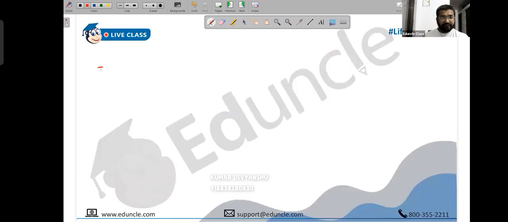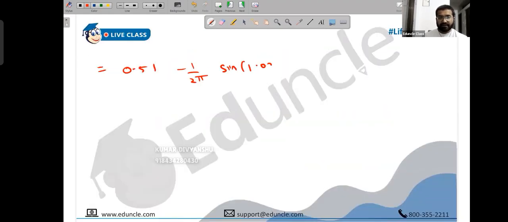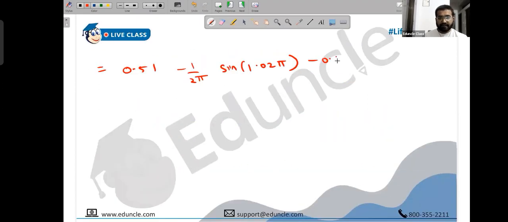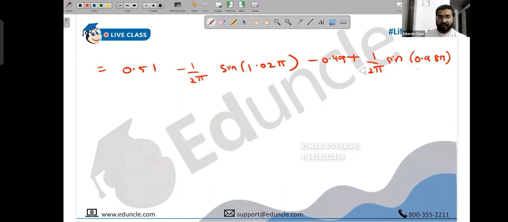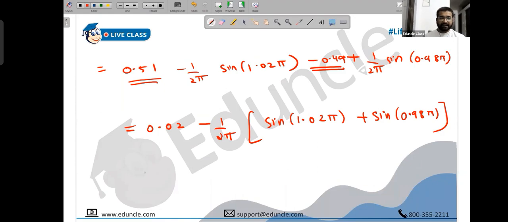Okay. So what do we have? We have got 0.51, then minus 1 upon 2 pi into sine of, a gets cancelled, 1.02 pi. Sine of 1.02 pi. Then we have minus 0.49 plus 1 upon 2 pi sine of, a gets cancelled, 0.98 pi. Okay, so people, 0.51 minus 0.49, that's 0.02. Minus 1 upon 2 pi common. Calculate this using a calculator: sine 1.02 pi plus sine 0.98 pi. Calculate this using a calculator.